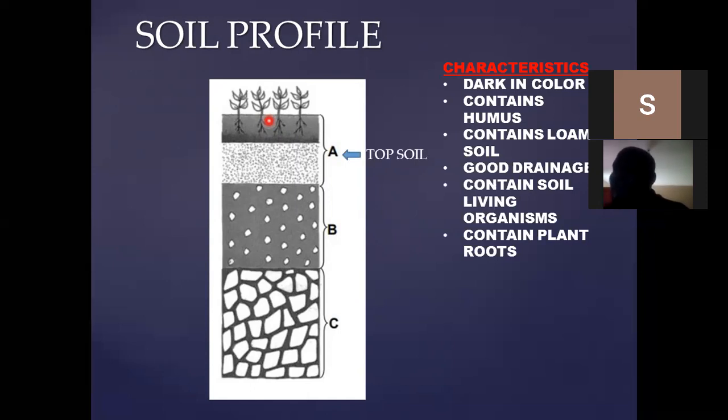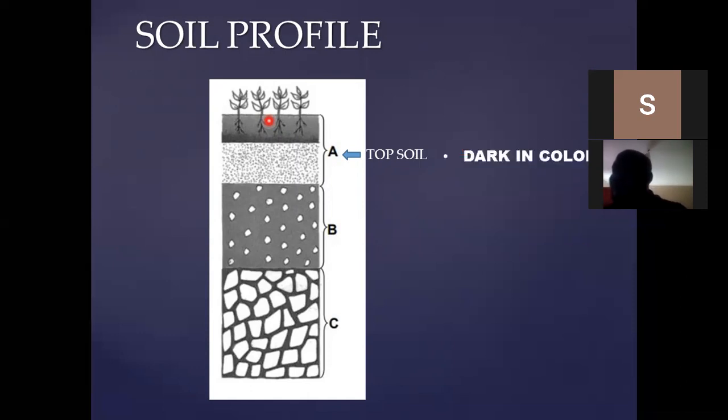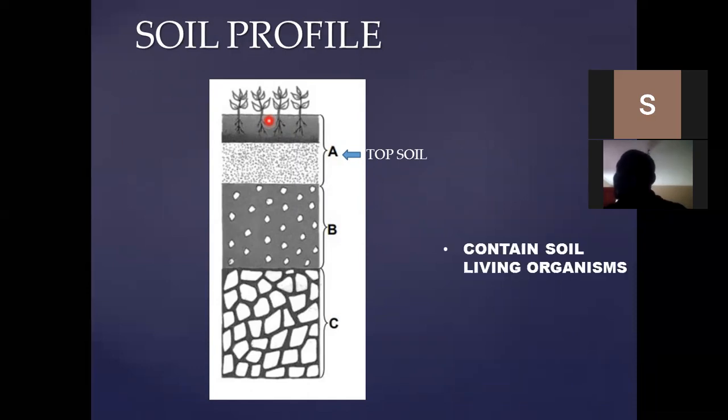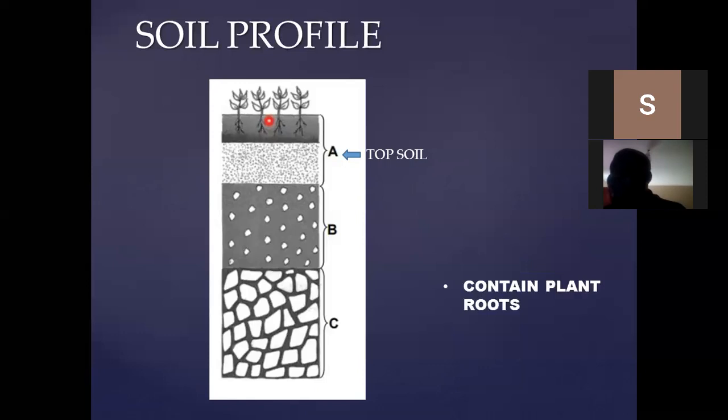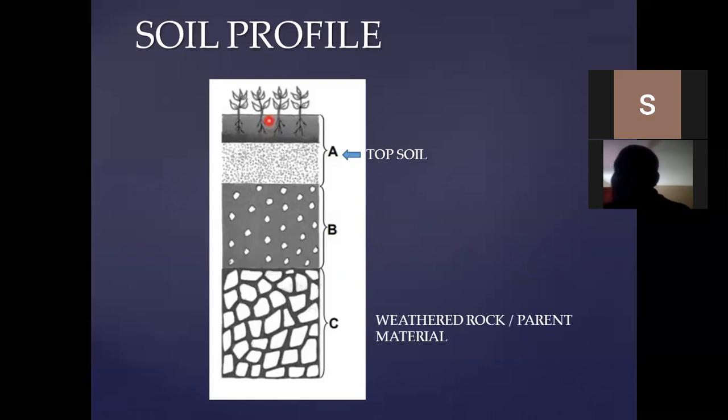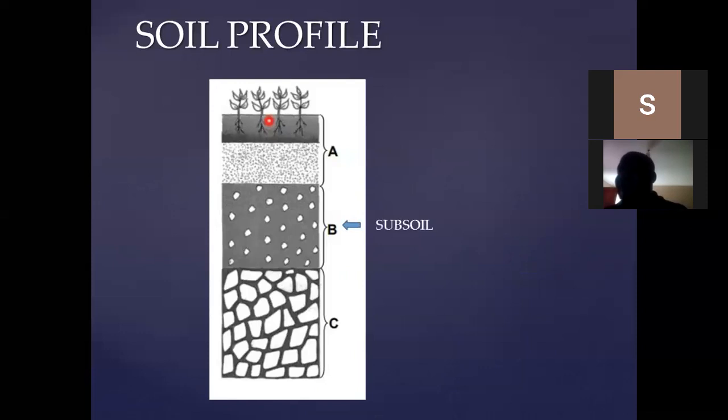The characteristics of topsoil are that it is dark in color, it contains humus, it contains loam soil, it has good drainage, and it contains soil living organisms and plant roots. Layer B, which is the subsoil, and layer C, which is the weathered rock parent material. Now, let's take a look at layer B. Layer B, which is the subsoil, has the following characteristics.